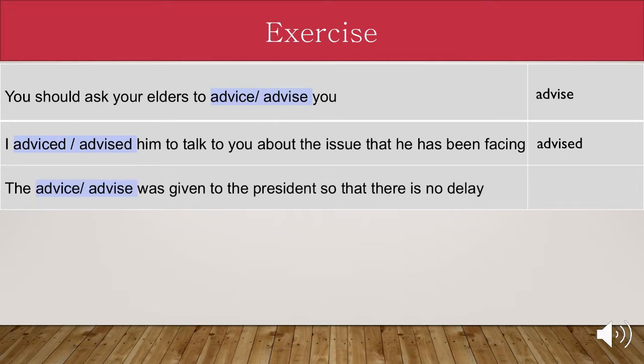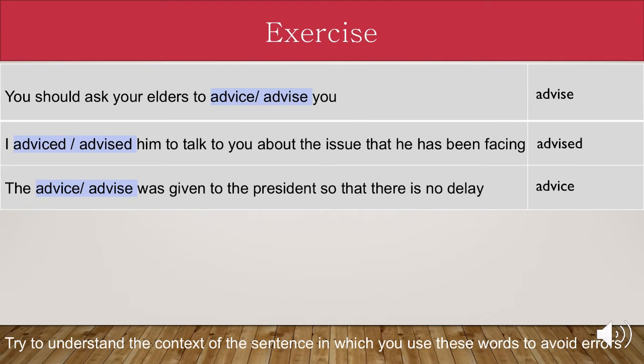Let's take a look at the last example. The advice or advise was given to the president so that there is no delay. Now, what do you think is the correct word in this sentence? In this sentence, there's no action being talked about. There is an existing piece of recommendation that was given to the president so that there is no delay, but there is no action of actually giving that recommendation at that point in time. And hence the correct word would be advice because it is placed as a noun in this sentence.